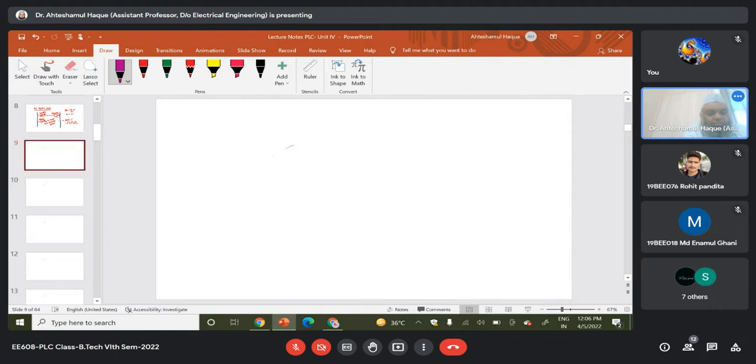So we will start with the PLC multiplication.